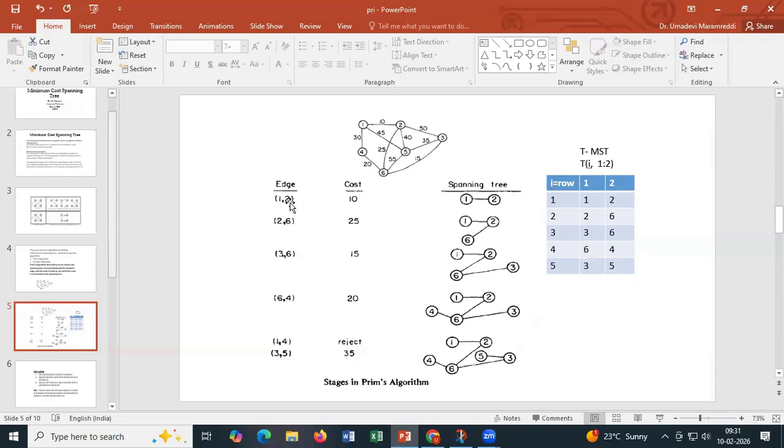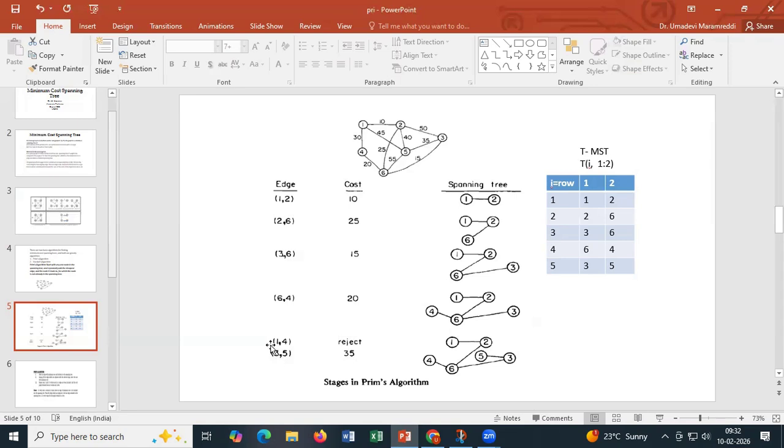Next, connecting with 1 or connecting with 2, what is the minimum cost edge you have to identify? Connecting with 1 and 2, you identify 2 to 6 is the minimum. So you add this one. Now 1, 2, 6 is in the spanning tree. So you have to identify the vertex among 3, 4, 5 which is forming the minimum cost edge. Spanning tree versus 3, 4, 5, you identify 3 is the minimum. So 3 to 6 is 15. So we have to add 5 edges.